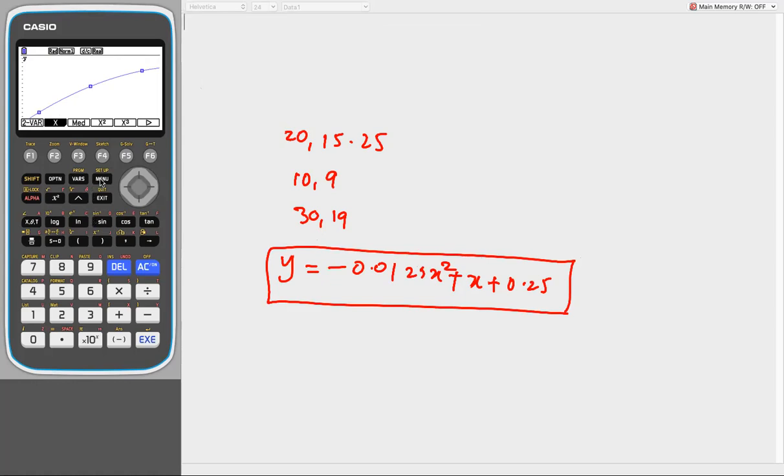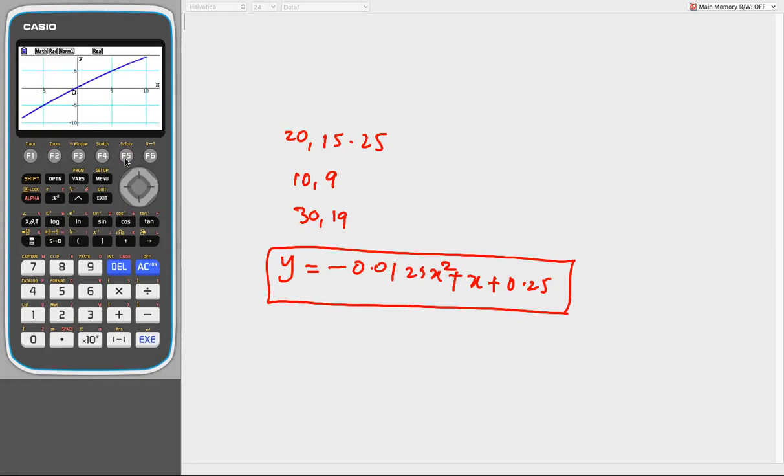Now I wanted to solve the next question: what's the maximum height reached. So I'm going to go and graph this on the normal graph function. I'm going to graph this particular equation: negative 0.0125 x squared plus x plus 0.25. So that's the model that I had got. If you press view window standard, you get something like this. Press zoom and auto. Let's see what we get.